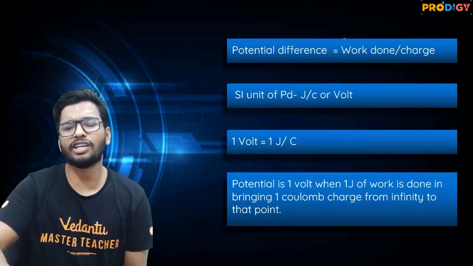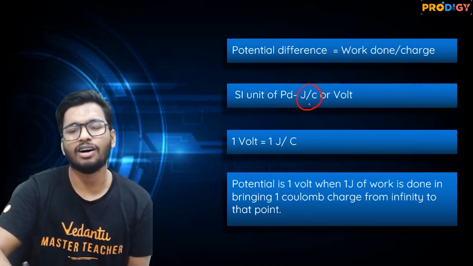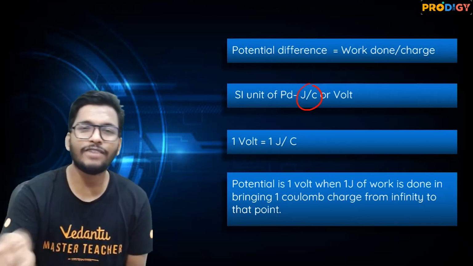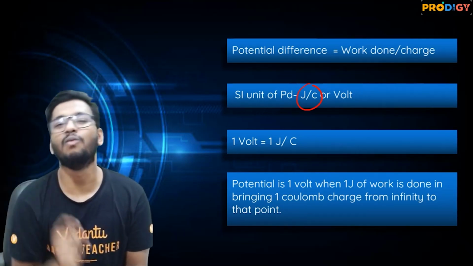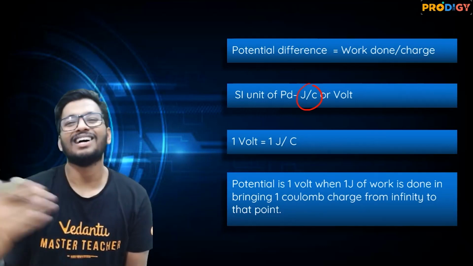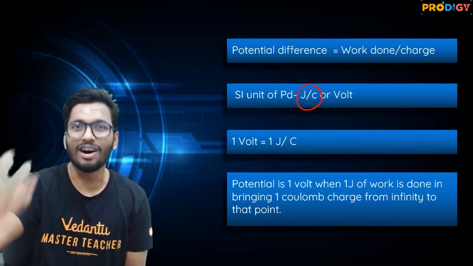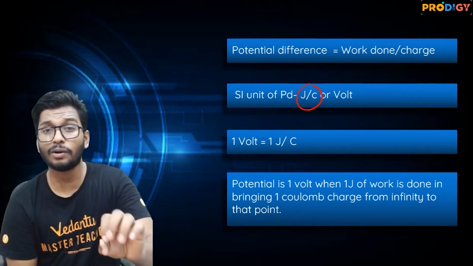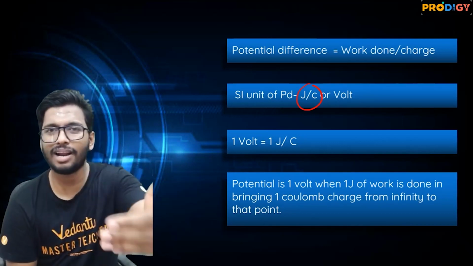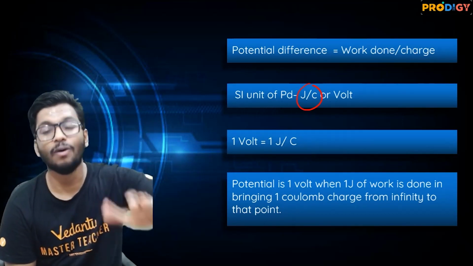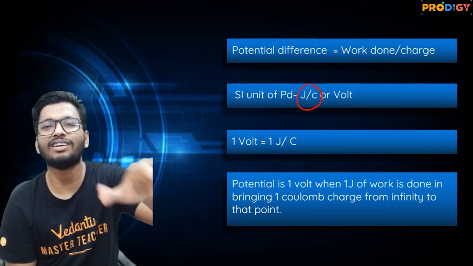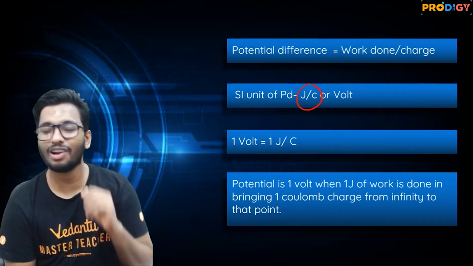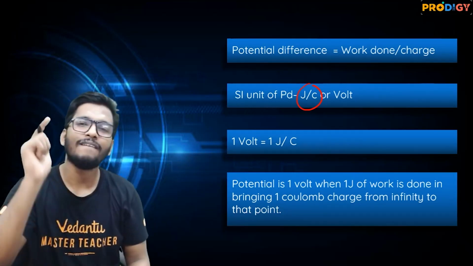So the SI unit of potential difference is nothing but what? Joules per coulomb, because the SI unit of work is joules and the SI unit of charge is coulomb. So joules per coulomb, which is also written as volt, named after a scientist called Alexander Volta. In order to honor him, we have named joules per coulomb as volt. Now I would suggest you remember both. Don't just remember volt alone, potential difference is volt. Sometimes they might ask which quantity has the SI unit joules per coulomb, and at that time you'll not be able to figure it out. So remember both, joules per coulomb, which is also written as volt.